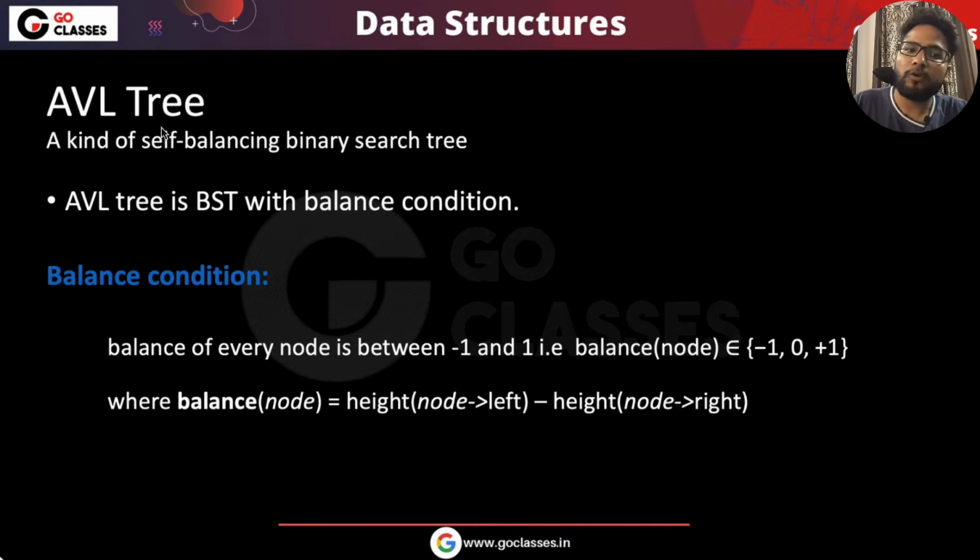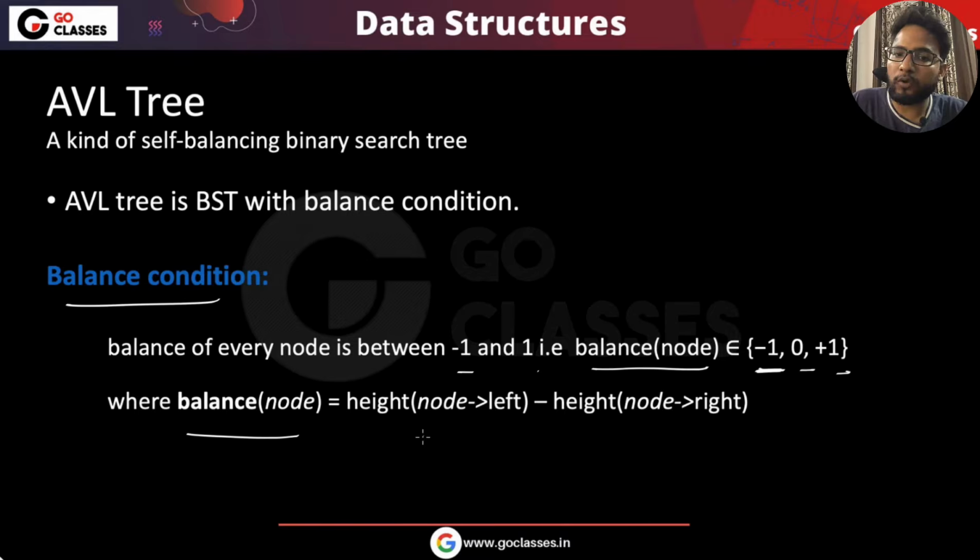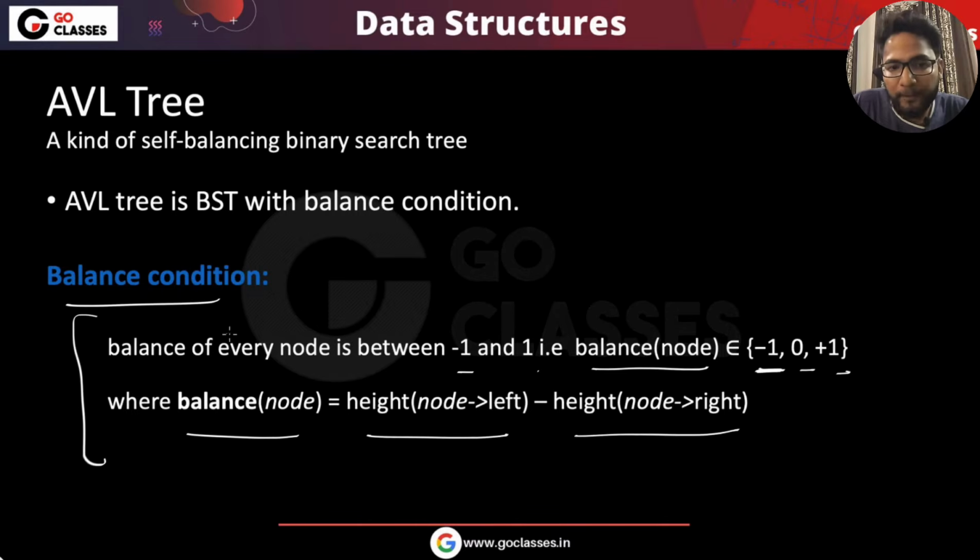So that is given by a balance condition. The balance condition in an AVL tree says that the balance of every node is between -1 and 1. That means the balance of every node will be either -1, 0 or +1. So how to find the balance of any node? Balance of node equals height of left subtree minus height of right subtree. If this balance condition is satisfied for every node, that every node's balance is either -1, 0 or +1, then I will say that it is an AVL tree.